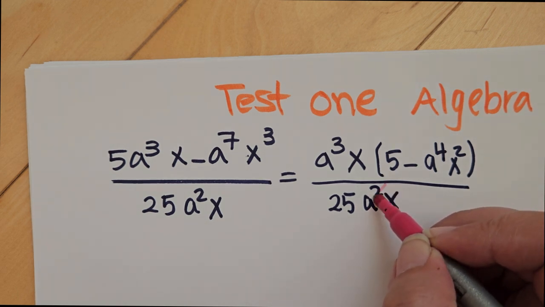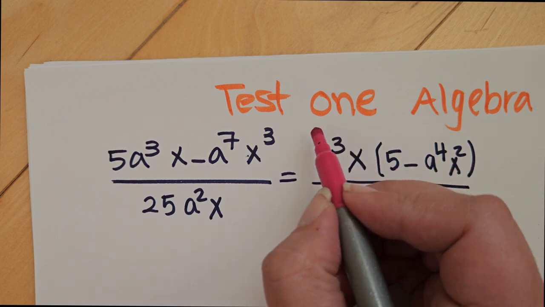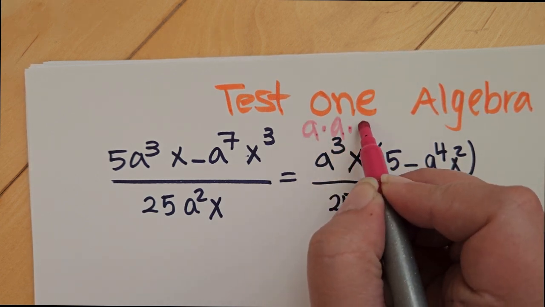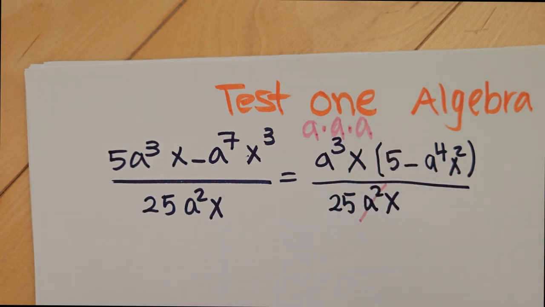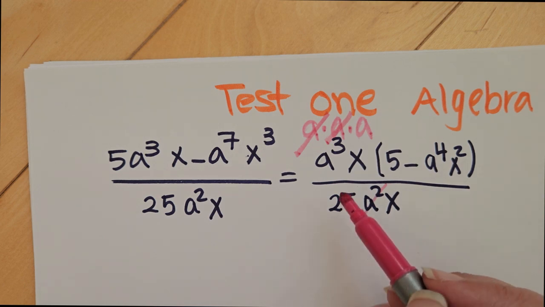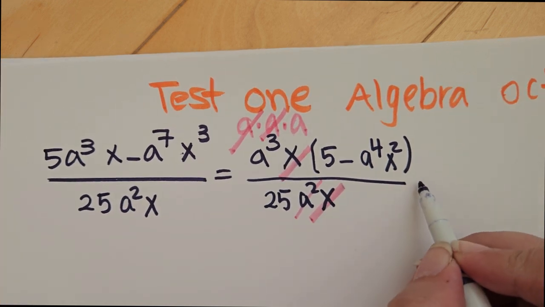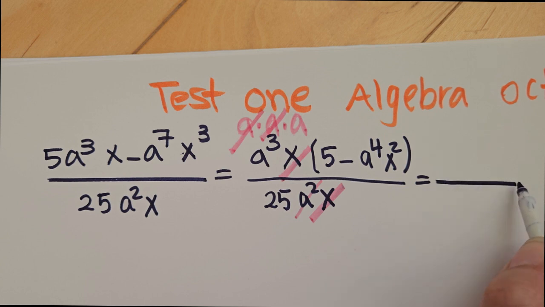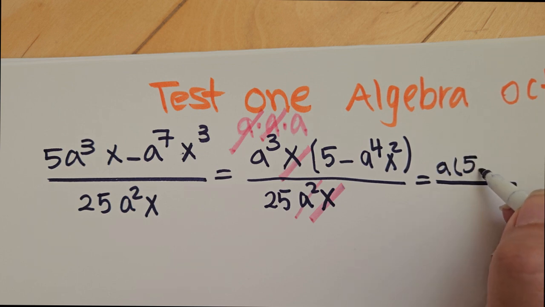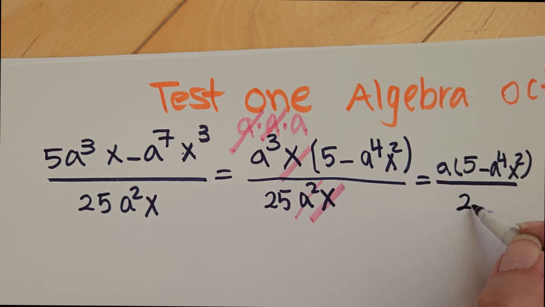So here, a to the power 3 means a is multiplied by itself 3 times, okay? So 2 of these will be cancelled with the a squared in the denominator. This x will be cancelled out with this one, and I think there's nothing else we can factorize, so that would be a times (5 minus a⁴x²) over 25. That is the final answer.